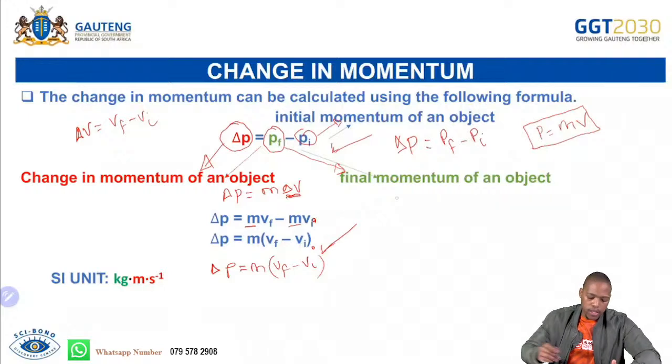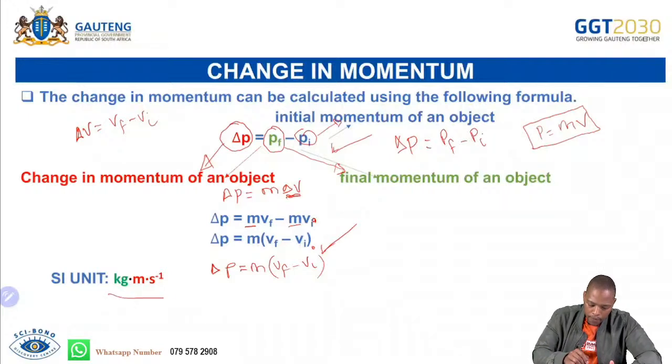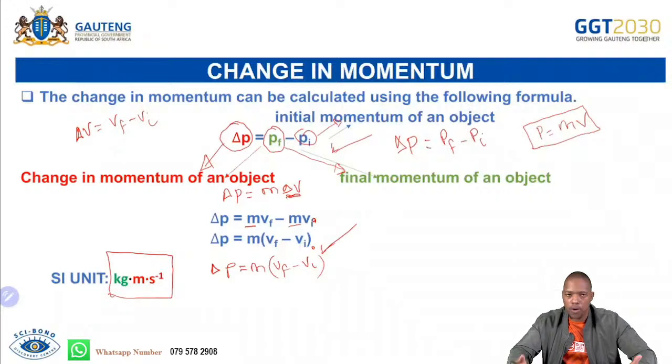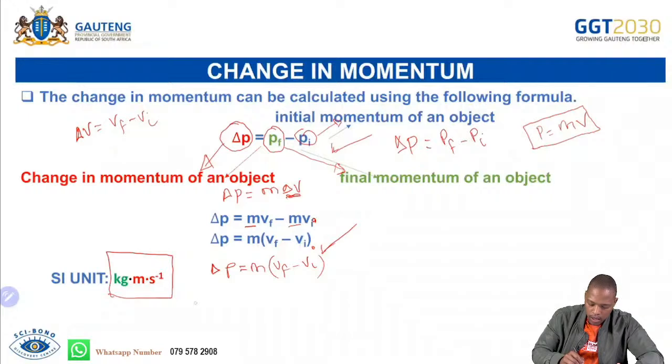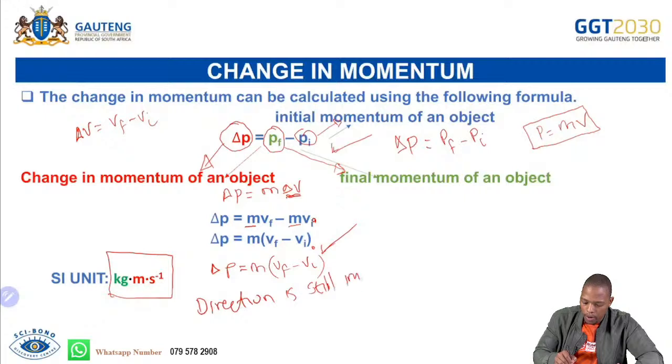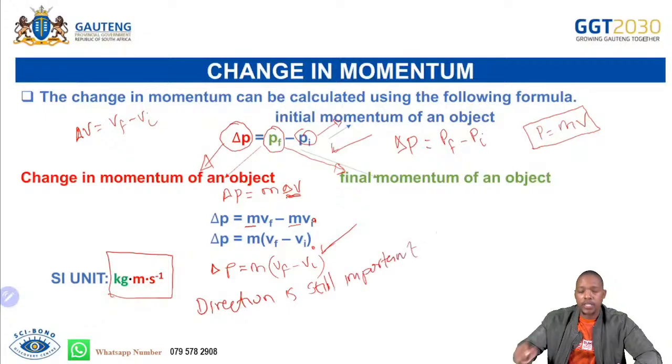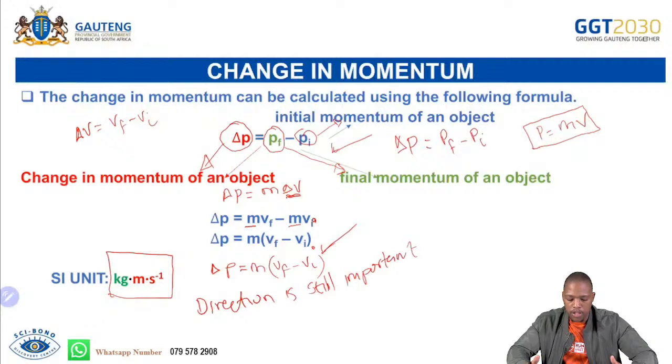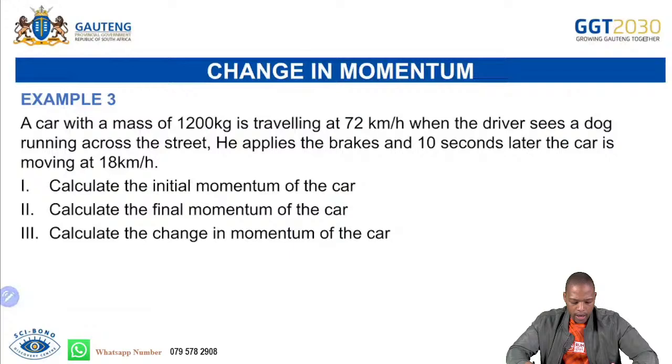important. The SI unit for change in momentum is still kilograms meters per second, because we're still talking about what? Momentum. And if we're still talking about momentum, we have to say again, direction is still important. It's still very important. The direction is extremely important. So whether we're calculating momentum or the change in momentum, we still have momentum there. So direction becomes extremely important. Right, let's look at examples and see how we can use the formulas to calculate change in momentum.